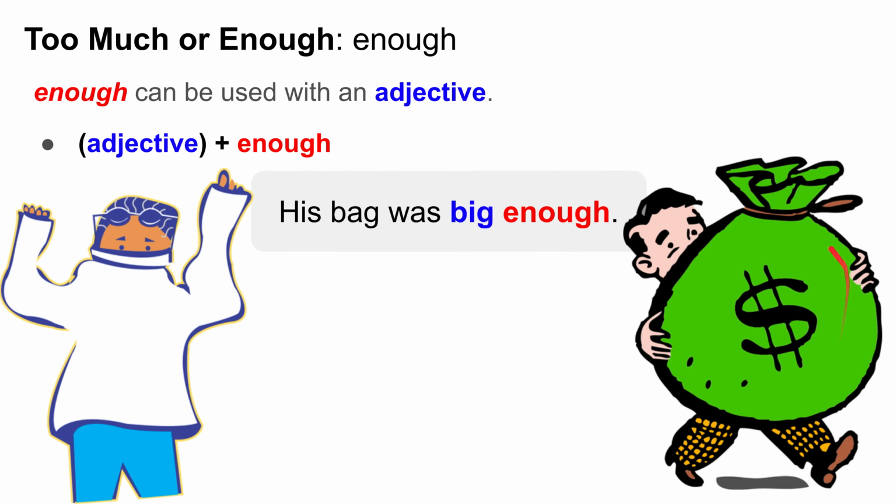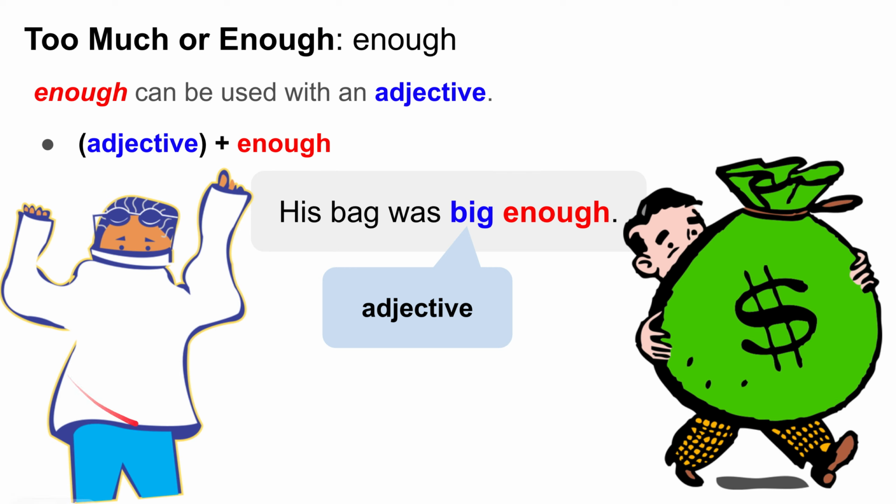Here, this bag: he went to the bank, he took out all his money, and he put all his money in one big bag. Was the bag enough? Yes, his bag was big enough. Okay, so you can see here, my adjective is big, and enough follows the adjective. So adjective plus enough, big enough.